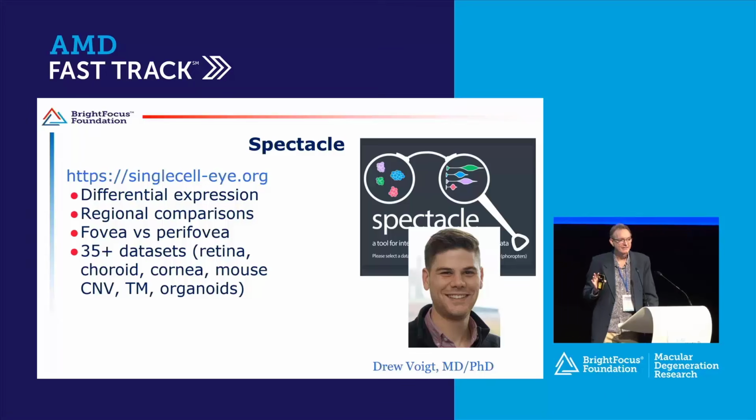I do want to point out a lot of this data is on Spectacle. So if you haven't used this website yet, please do. We have multiple different data sets from different papers loaded in there. You go find the paper you want to interrogate and type in your favorite gene name, and it'll show you what cells express that gene.